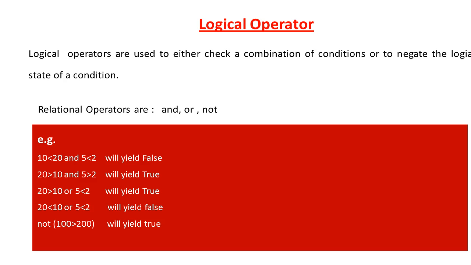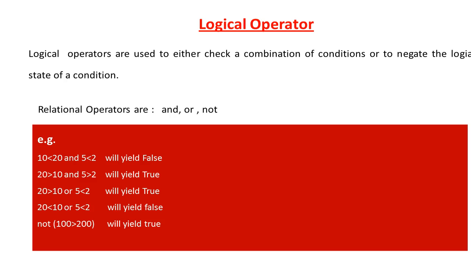10 less than 20 and 5 less than 2. We are combining two conditions by using and. Now when I write 10 is less than 20, this condition is going to be true, and 5 is less than 2, this second condition is going to be false, because 5 is not less than 2. So one condition is true and the second condition is false. If either of the conditions is false, the overall output would be false, so it will yield false, because both conditions have been combined with the operator and.